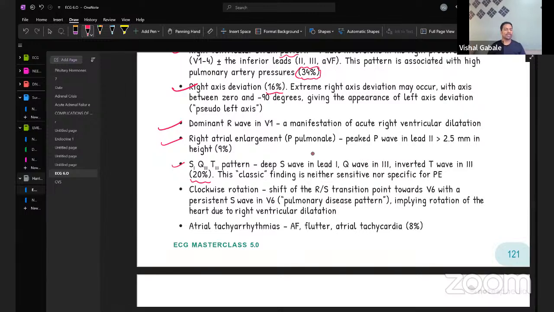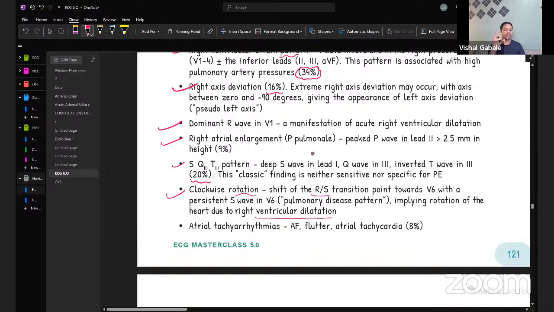Okay. Followed by clockwise rotation seen in the ECG, that is seen by the help of shift of RS transition. Okay. What is RS transition? Basically, the amplitude of the R wave and the S wave, the transition point from V1 to V6 basically. That implies the rotation of the heart and leads to the right ventricular dilation.